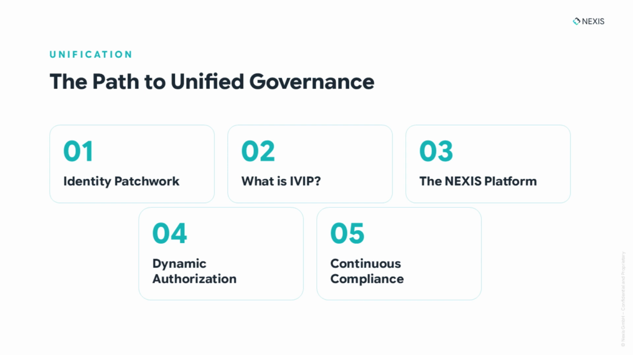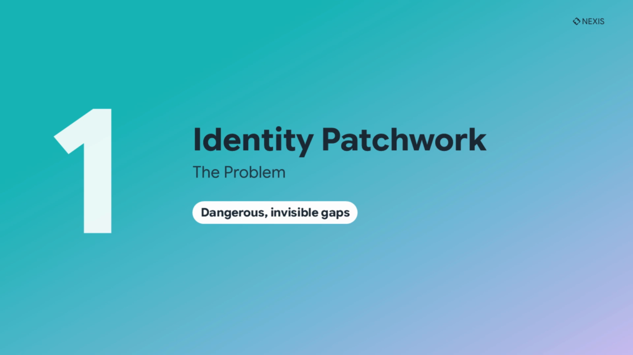Here is our quick roadmap for sorting this out. We'll cover the identity patchwork problem, what exactly an IVIP is, the NEXIS Platform, AI and dynamic authorization, and finally, continuous compliance. All right, starting with Section 1, the identity patchwork problem.